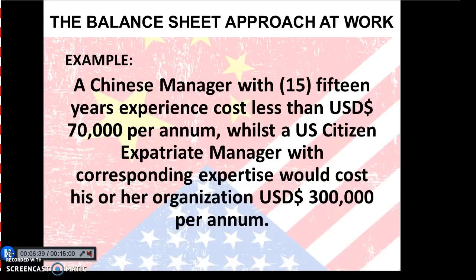Let's look at the balance sheet approach at work. For example, a Chinese manager with 15 years experience costs less than US $70,000 per annum, whilst a US citizen expatriate manager with corresponding expertise would cost his or her organization well up to $300,000 per annum, which is a very big disparity in the amount of money paid out per year for management.